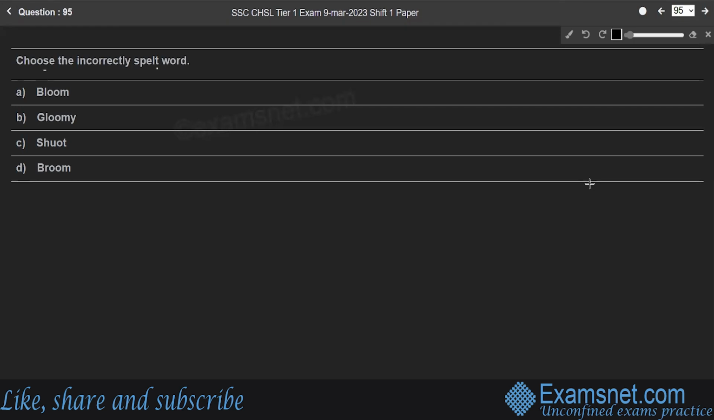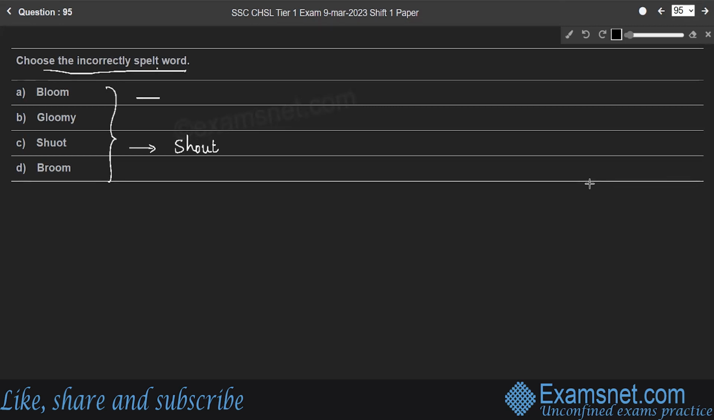Question 95. Choose the incorrectly spelt word among 4. Option C. It should be S-H-O-U-T, shout. Right? So, shout means to speak or call out loudly, often in a forceful or sudden way. For example, I heard someone shout my name from across the street. Therefore, option C is the incorrectly spelt word, whereas option A, bloom.